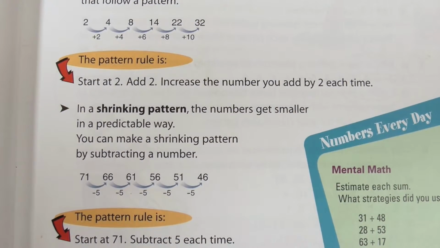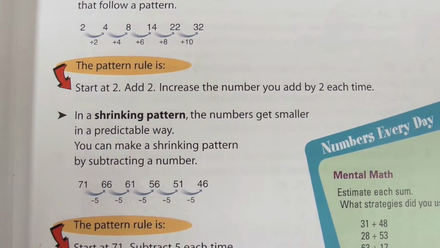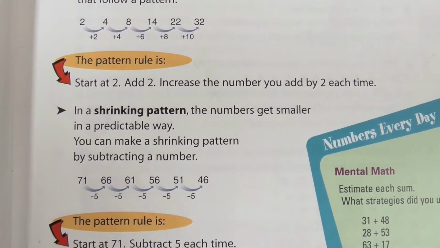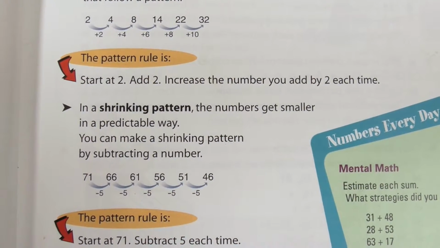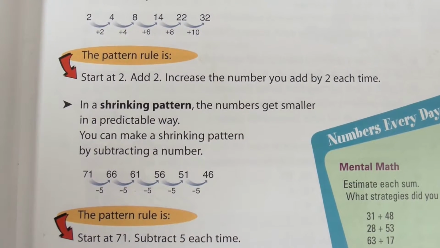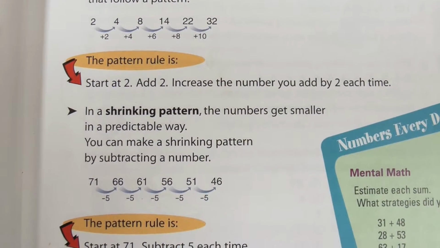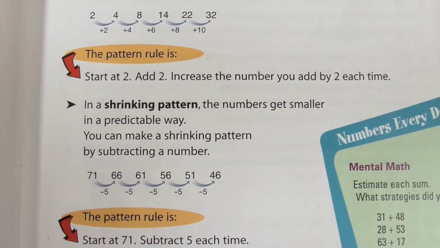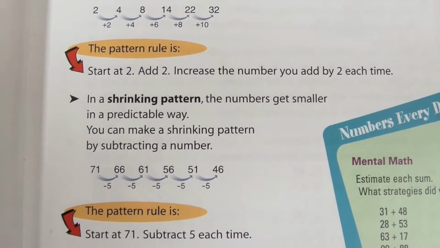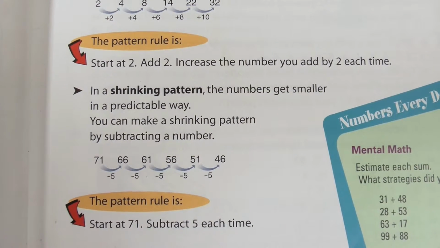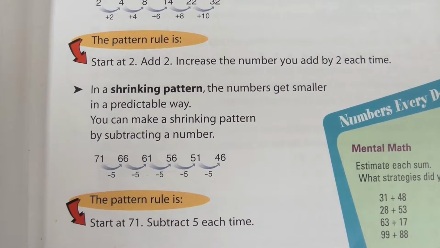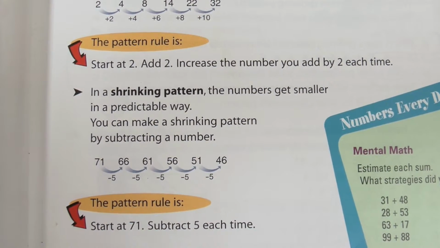A shrinking pattern is one in which the numbers get smaller in a predictable way. 71, 66, 61. Try and decode how the numbers are changing. Because they are shrinking, it's a shrinking pattern. They're getting smaller. They are shrinking by 5 each time. Knowing this, we can predict the next few terms. The pattern rule is start at 71, then subtract 5 each time.